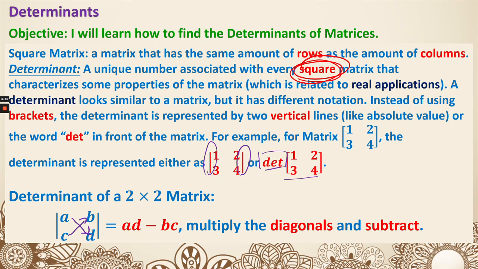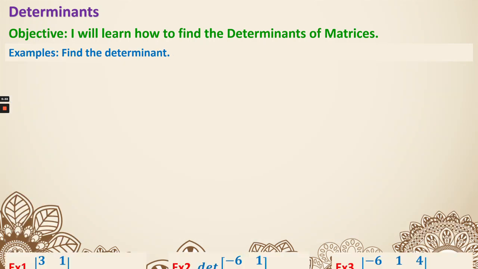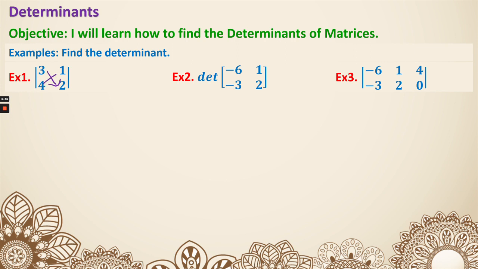So let's have a look at some examples. AD minus BC. Multiply the diagonals. So 3 times 2 minus 1 times 4. As you can see, that notation is asking us to find a determinant, which is 6 minus 4, which is 2. It is as easy as that.